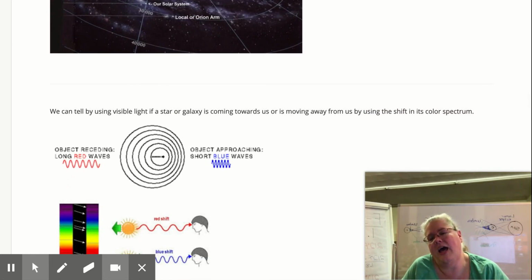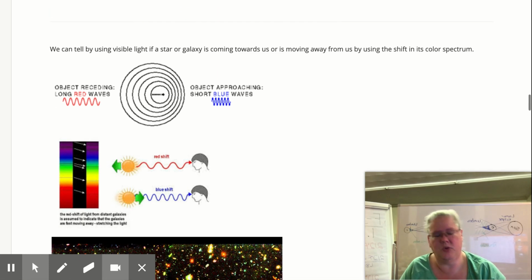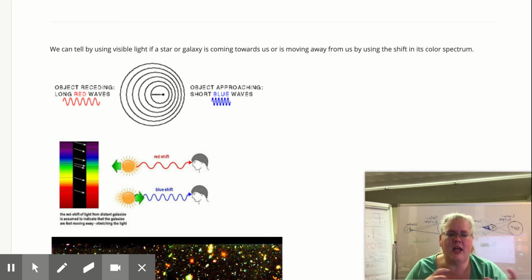So, how do we know if stuff is moving towards us or away from us? Well, we do something called Doppler shift. And Doppler, you've heard this, it's that high-pitched sound as something comes towards you, and then as it passes you, you get the low-pitched sound. Well, the same thing happens with light, except in the color spectrum, blue wavelength is much shorter or compressed compared to the elongated red wavelength.